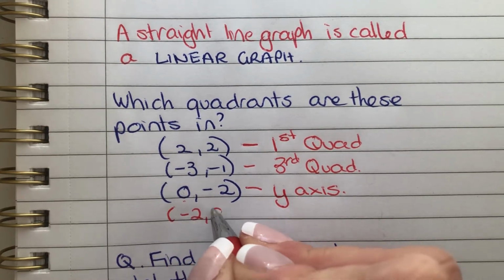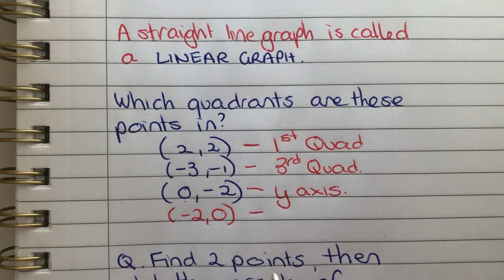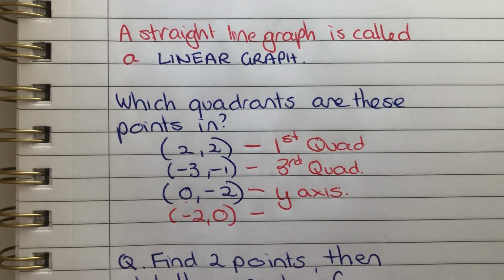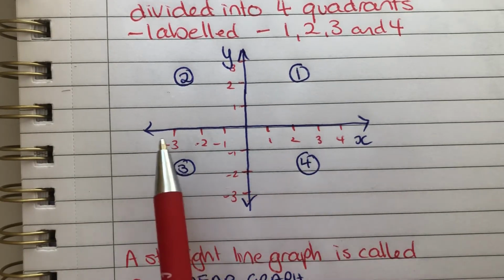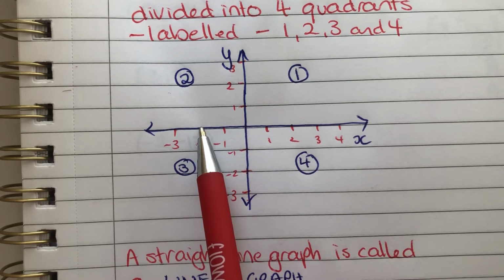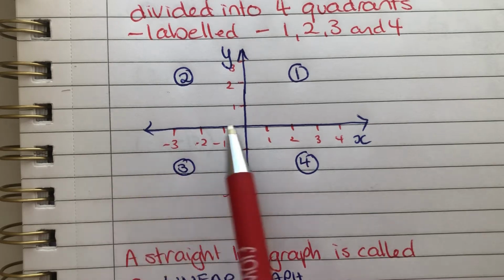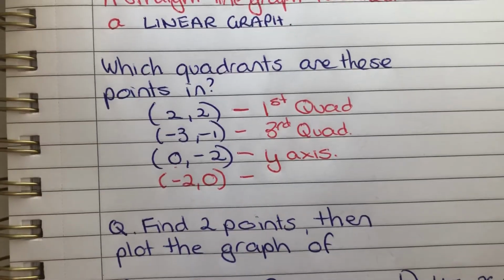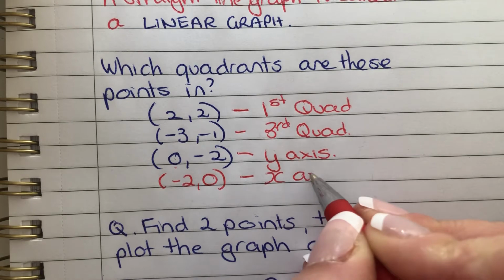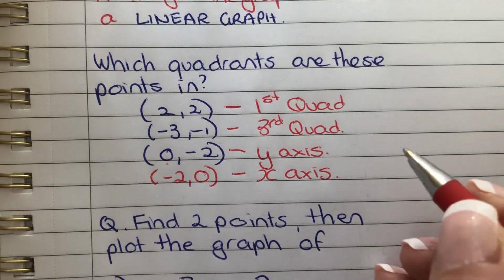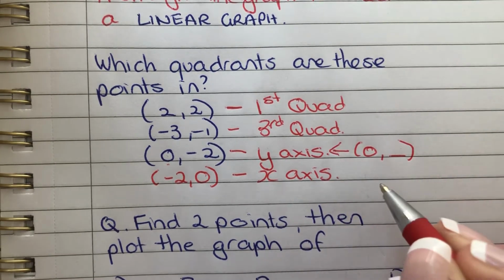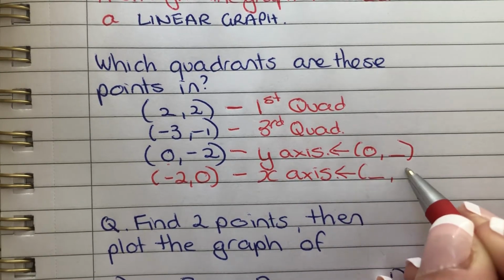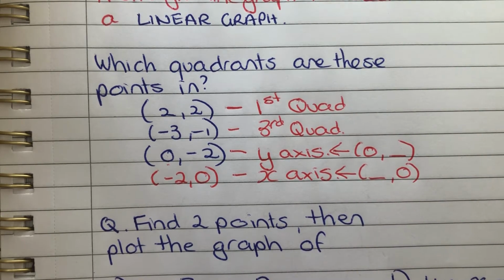Now, if we were going to put in an extra one here, -2, 0, for instance, we go back to our diagram, have a look at yours. -2 first, so that's x. We're going to go here, and we're not going to go anywhere. We're going to go 0, so we're not going up or down, so we land here, which is on the x-axis. So our answer here is x-axis. So from this, you should be able to see that anything that's 0 and another number is going to be y-axis, and anything that is a number and a 0 is going to be the x-axis.